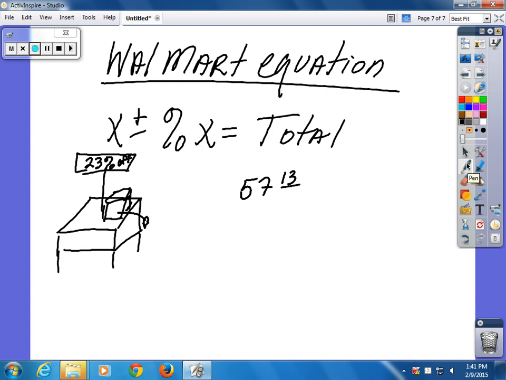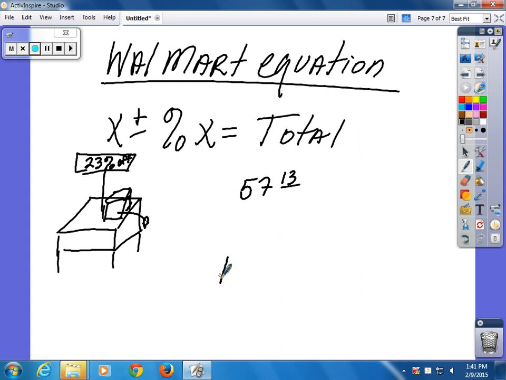All right. So most people go, oh, I know how to do this. Take 57.13, multiply by 23, take it off. And you're wrong. You are wrong. So now that I've told you that your way is wrong, do it another way. Well, use the Walmart equation. X, we don't know X, do we? Are we taking off or are we adding?